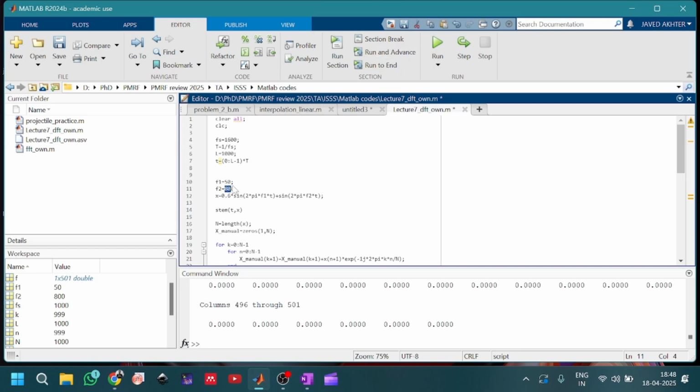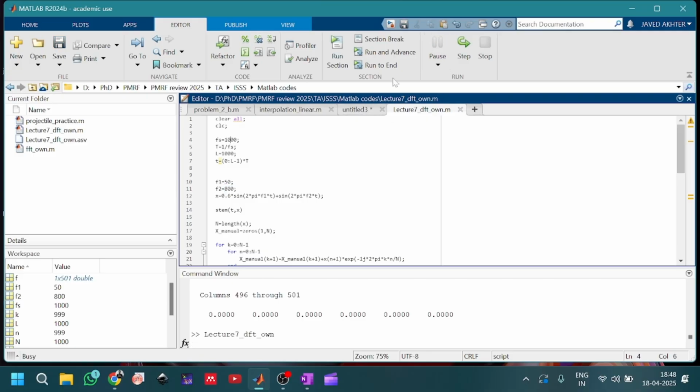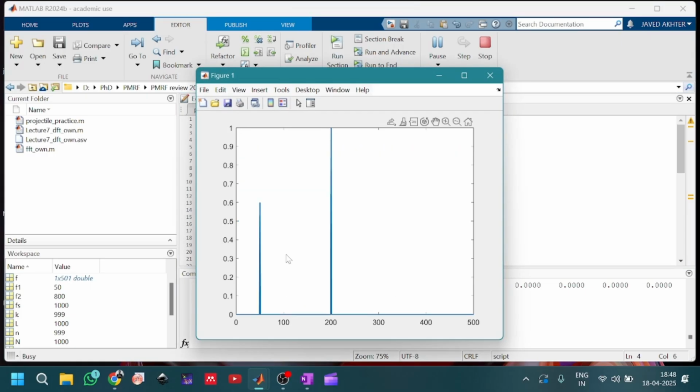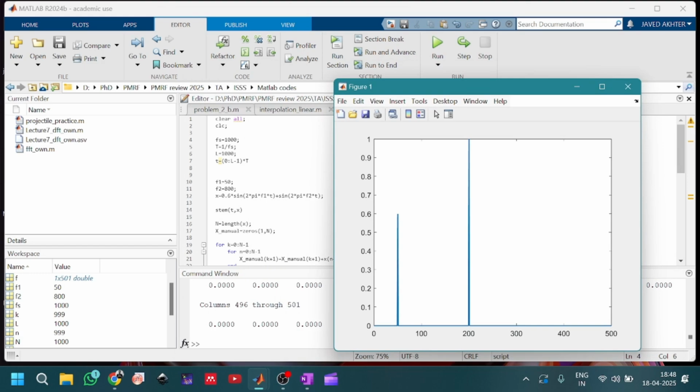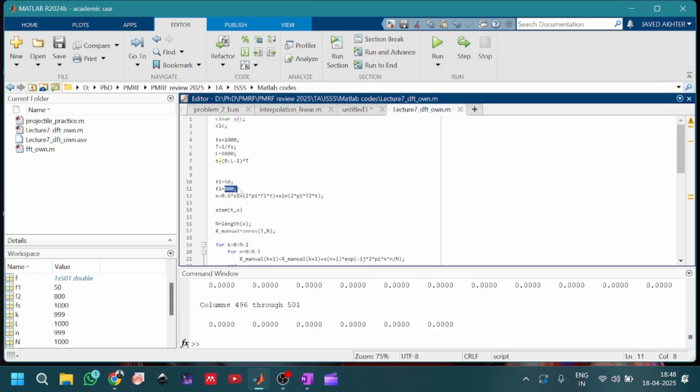So this is the maximum frequency component present. For 50 it is showing okay, because to resolve the 50 hertz component, you need at least fs to be 100, and our fs is 1000, which is greater than 100. That is why it is good. But our second frequency component that is present is 800. To resolve this 800 frequency, the minimum sampling rate that you need is 1600, but here it is 1000. That is why it is giving an incorrect result.